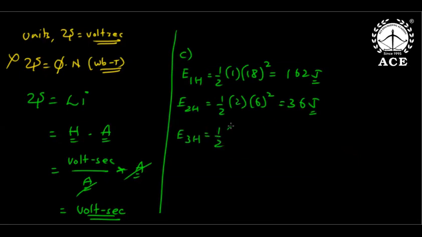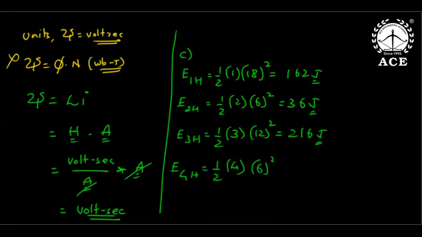Energy stored in 3 Henry is half L I square, with I square again 12 square, which is 216 joules. Then energy stored in 4 Henry is half L I square, 6 square, that is 72 joules. So this is steady state.